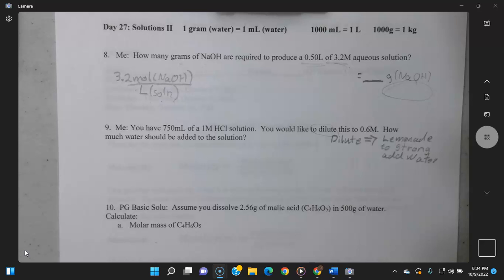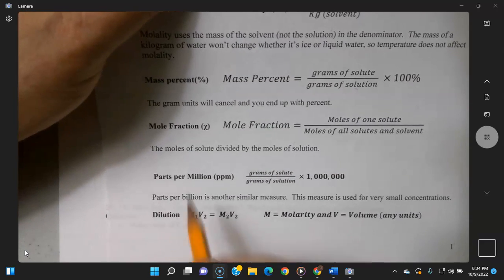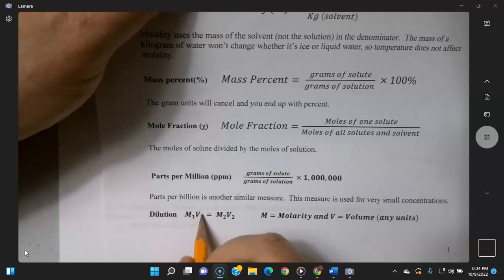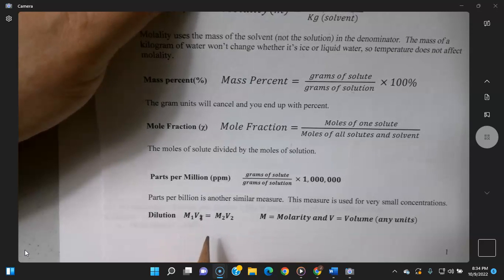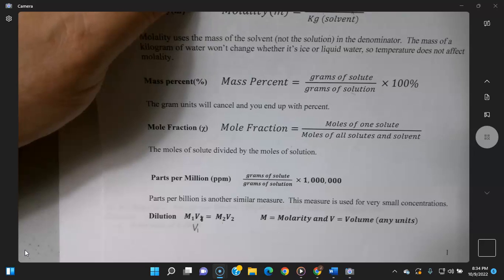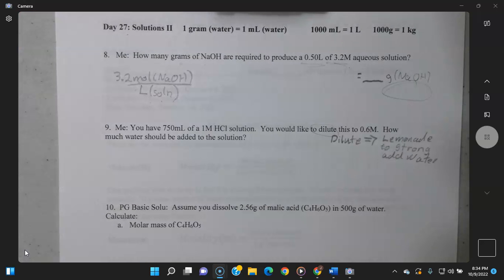Go and look on your formula sheet for the dilution formula. Okay, there it is, way down at the bottom. Remember to make this correction. That should be V1. M1V1, molarity before you've added the water times the volume before you've added the water. So I'm going to write it again down here. Equals the molarity after you've added the water times the volume after you've added the water. It's pretty simple. It's just a simple algebra problem. Again, you have examples of this back on the Solutions 1 assignment.